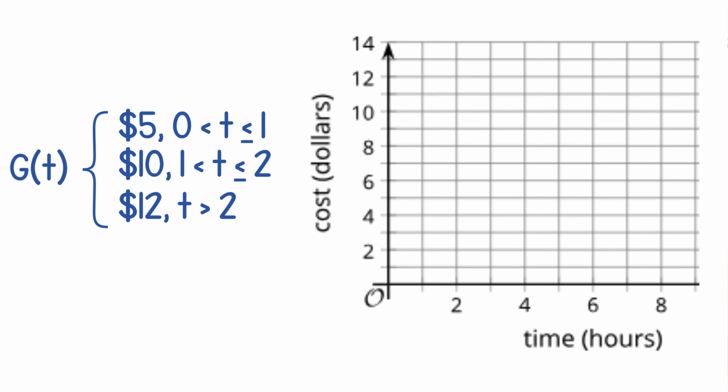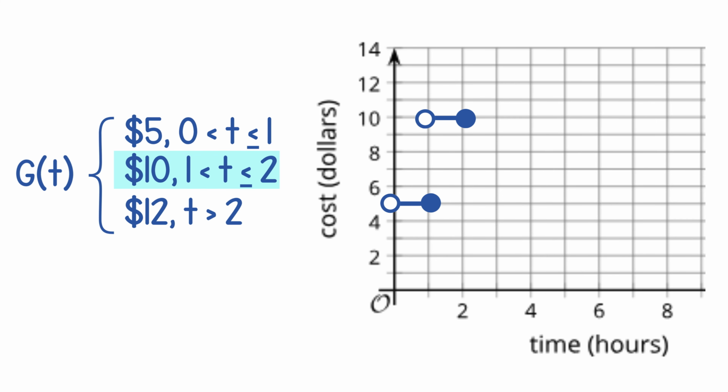Now let's graph this piecewise function. We'll start with our first rule that says it's $5 for all hours between 0 and 1. So we'll draw a line on $5 between 0 and 1. We'll have an open dot on 0 and a closed dot on 1. Now we'll look at our second rule that says it'll be $10 for hours between 1 and 2. So we'll put a straight line across $10 between 1 and 2. We'll have an open dot on 1 and a closed dot on 2.